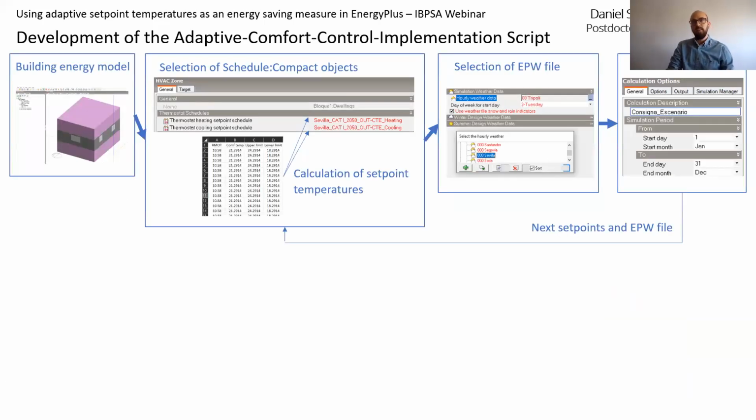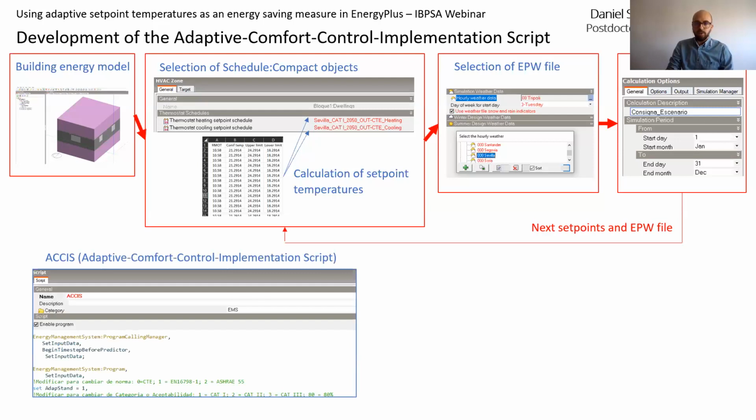In this respect, the energy demand from adaptive set points is calculated with EnergyPlus, but this followed a manual process that involved, given a building energy model, the previous calculation of the values for the adaptive set point temperatures, the selection of the scheduled compact objects, the selection of the EPW file to lastly run the simulation, and repeating the process one by one after changing the set points and EPW file.